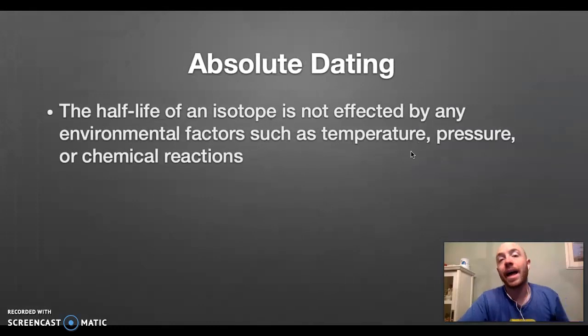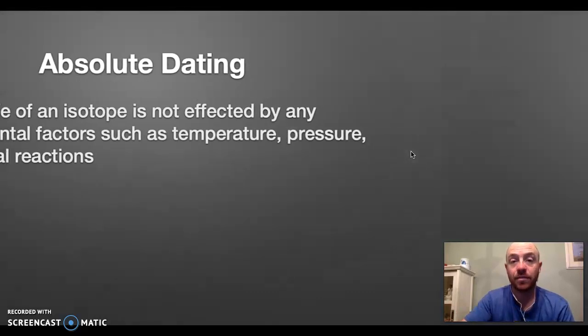With absolute dating and half-lives, nothing affects a half-life. Half-lives are going to happen regardless of any environmental factors. Temperature doesn't speed it up or slow it down. Pressure doesn't speed it up or slow it down. Any type of chemical reaction is not going to slow it down. Every unstable isotope is eventually going to go through a half-life and lose half of it, regardless of the environmental factors.